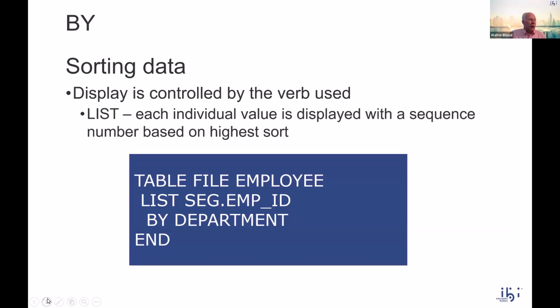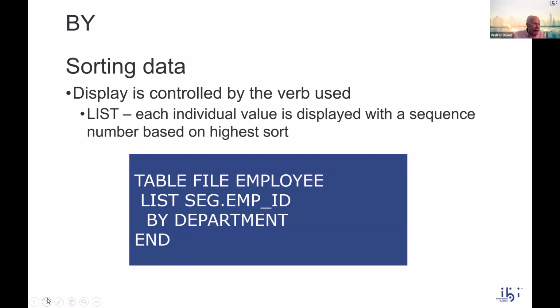Now, there's another verb that we have, and you don't see it a lot in the WebFOCUS world. It's called list. List basically gives you the same thing as print, but it also gives you a sequence number based upon the major sort in the request. The major sort being the outermost sort, the highest level sort.